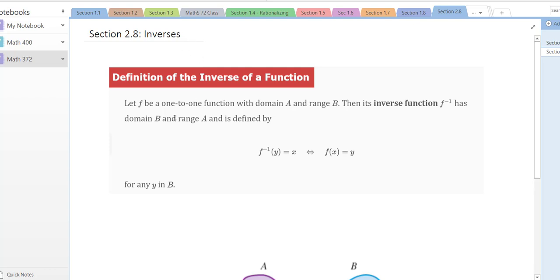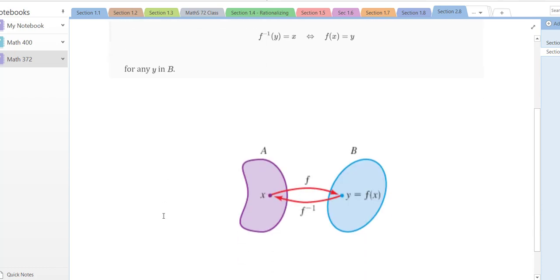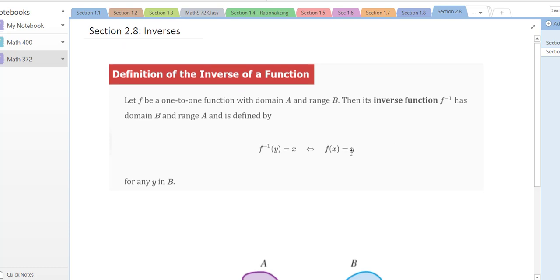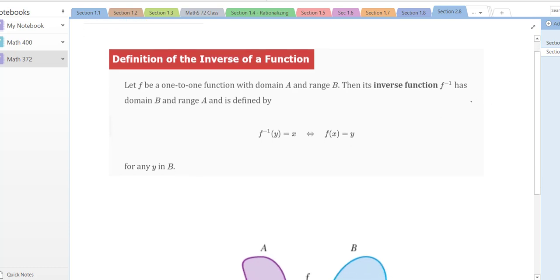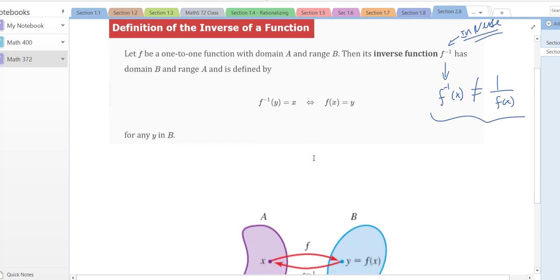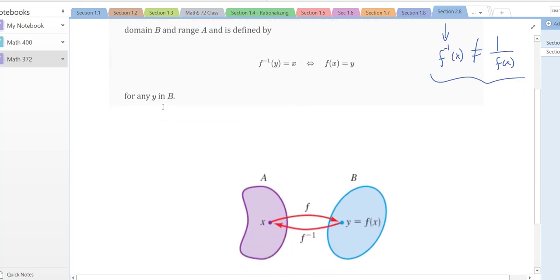The definition here is that f inverse of y equals x means f of x is equal to y. Now, one of the things I want you to be careful about is that f inverse of x is not the reciprocal. That does not mean 1 over f of x. This is very important to remember. Don't make this mistake. The f to the minus 1 means the inverse. So what does it mean that f inverse of y equals x for any y in B?